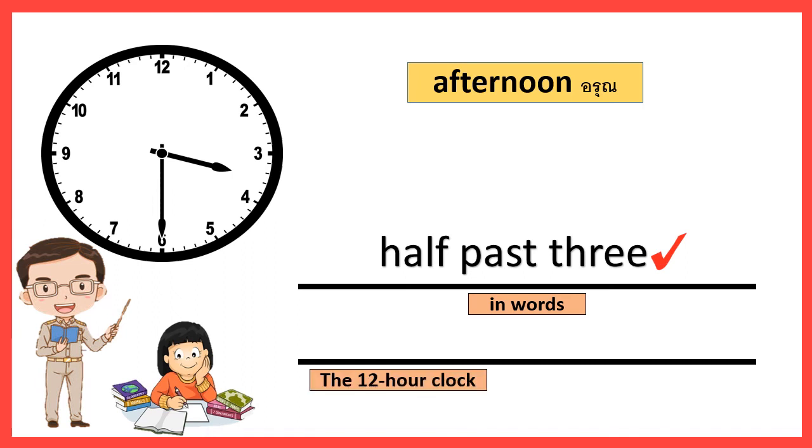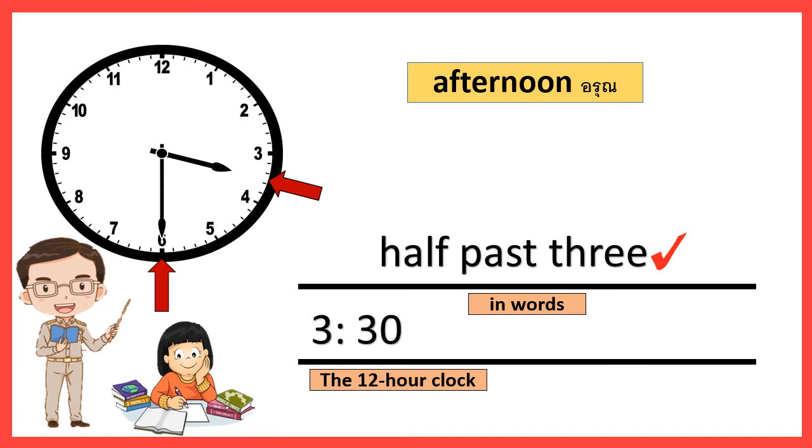Take a look at the shorthand. The shorthand is pointing in the middle of 3 and 4. Therefore, we are going to write 3 because the time has not reached 4 yet. Now let's have the long hand. The long hand is pointing on number 6. That means it is 30 minutes.